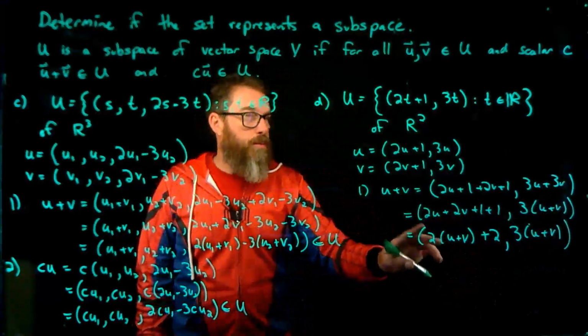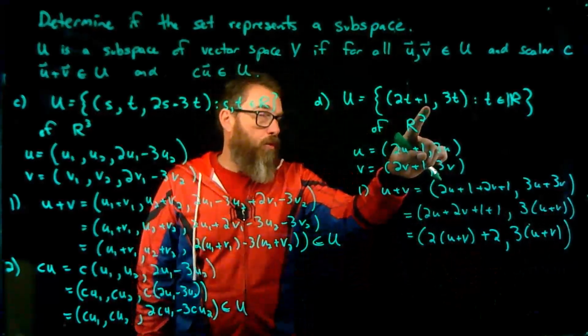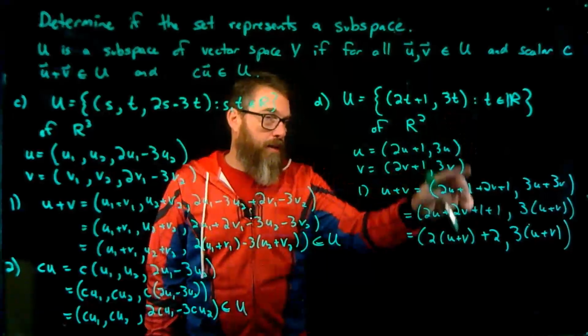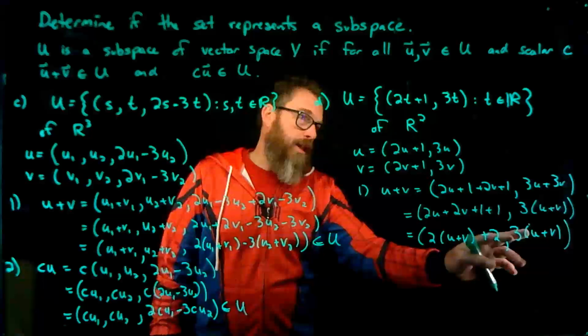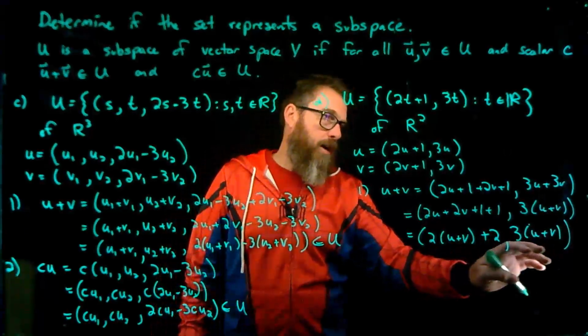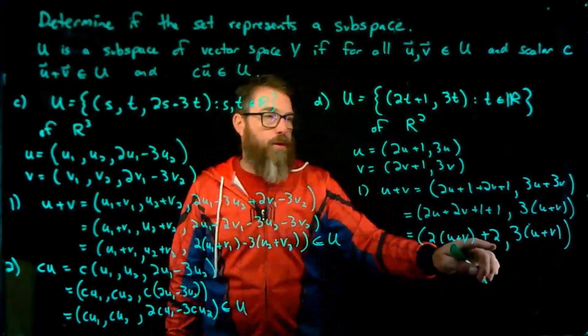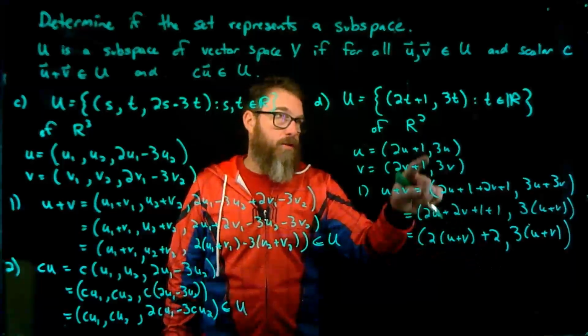Remember, what it's supposed to be is 2 times something plus 1, and then 3 times that same something. So I have that 2 times something plus, well, 2. And then that 3 times something. So this component here was fine. This component here is not because of this 2. It's supposed to be a 1.